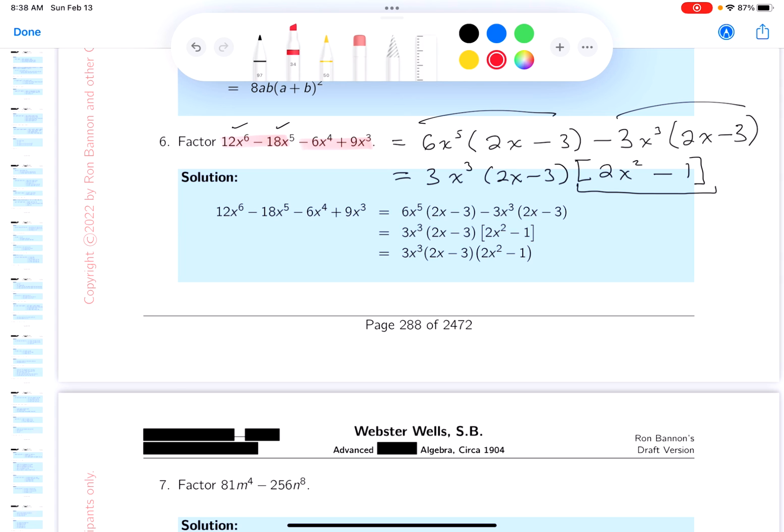But anyway, what do you have here? 3x cubed, I see that. 2x minus 3, I see that. And then the 2x squared minus 1, I see that. And we're done. We move on.